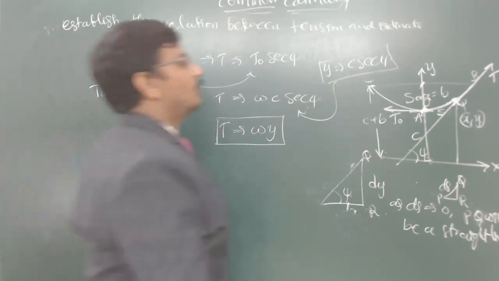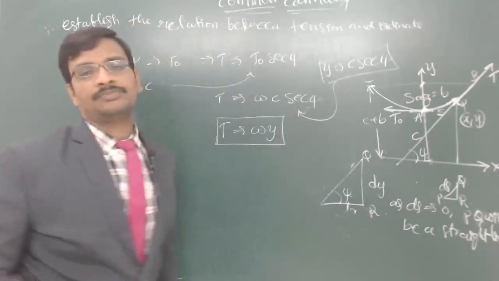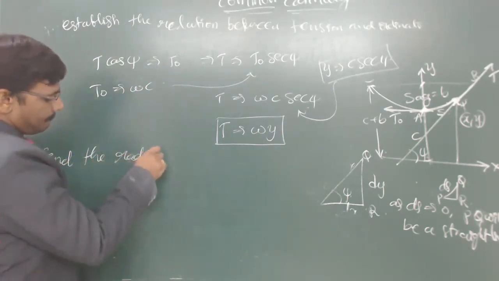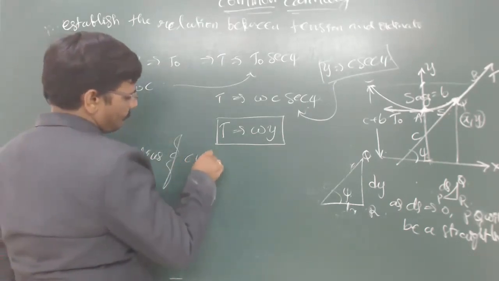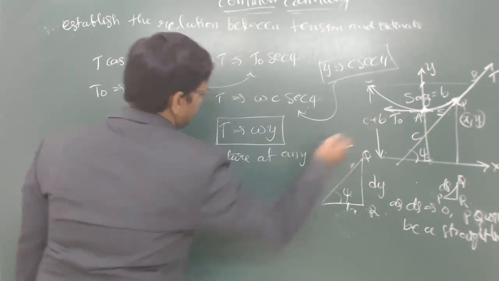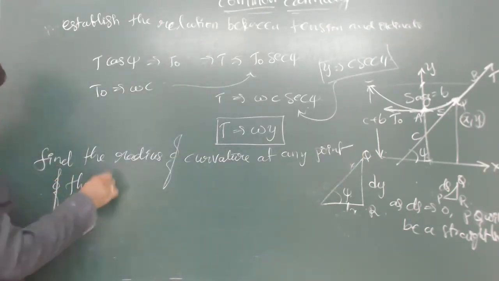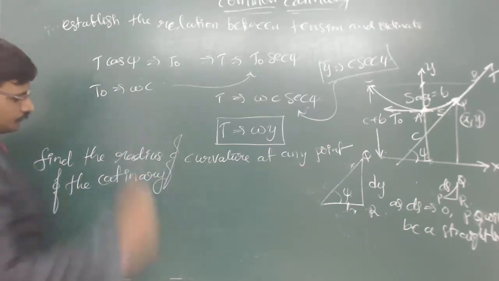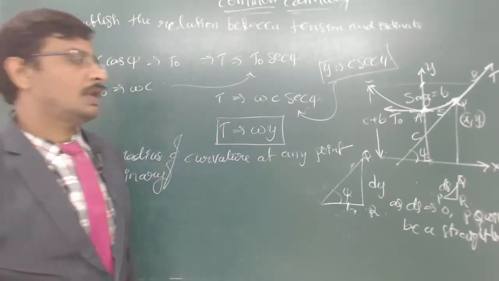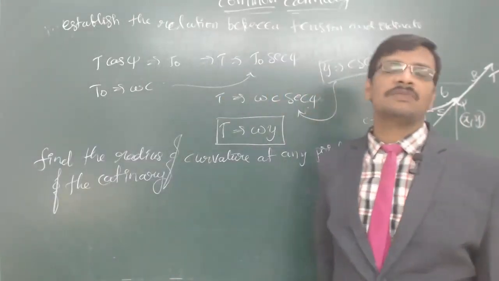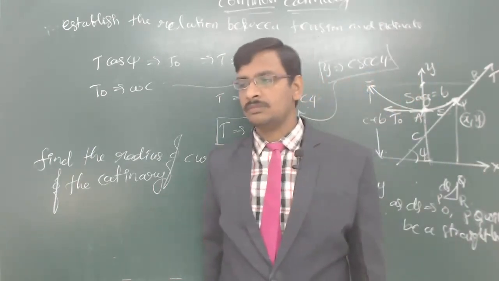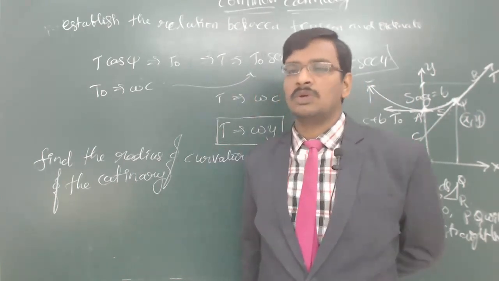And then there is one more thing: find the radius of curvature at any point of the catenary. At any point of the catenary. Now you need to understand what the radius of curvature is. So radius of curvature is a generic term, right? So what is the radius of curvature of a circle? What is the radius of curvature of a circle?